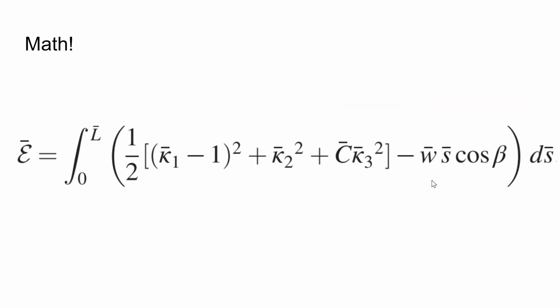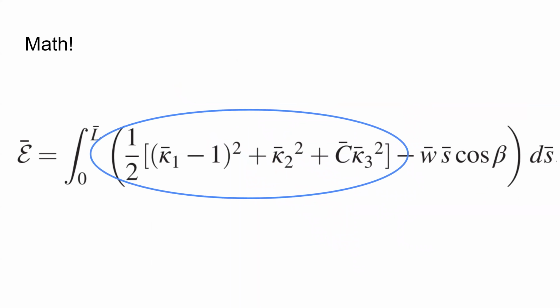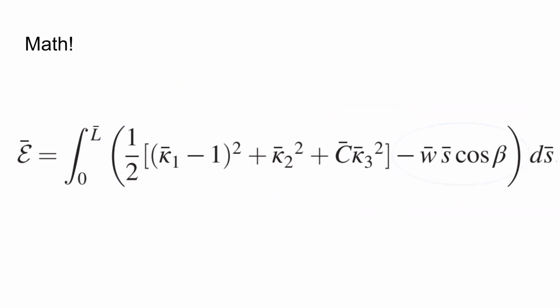Now let's break down some of the math. The first term represents the strain energy, taking into consideration the natural curvature. The second term considers the gravitational potential energy. So when we plug in parameters to match our rod, this finds the energy at each point and integrates over the length of the rod in order to find the total energy. So it adds up the energy at each specific point. This tells us about the shape because the rod tends toward the lowest possible energy state.